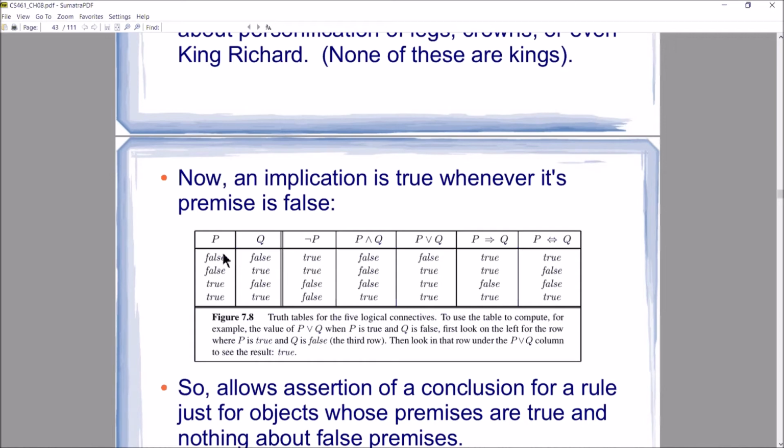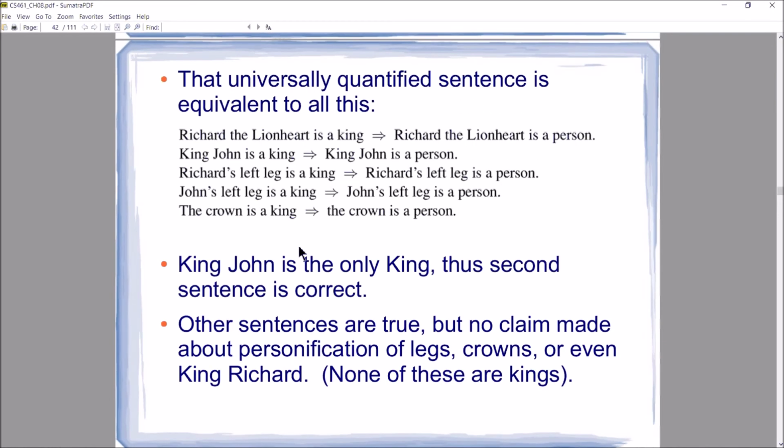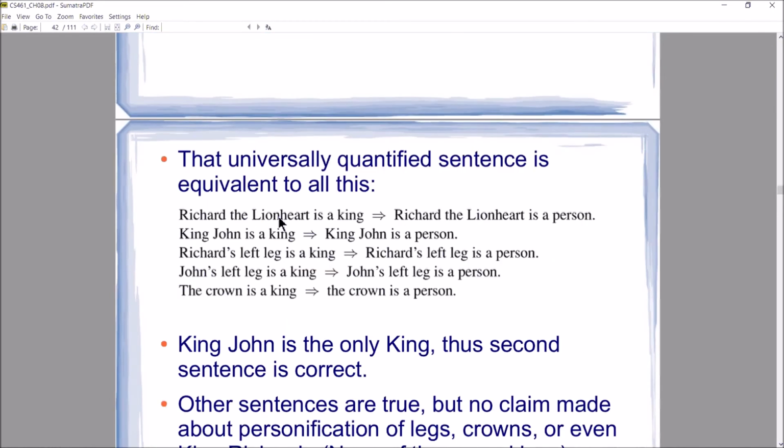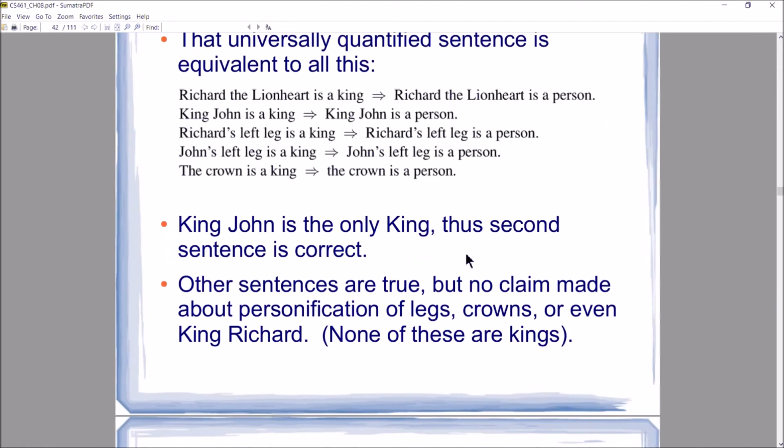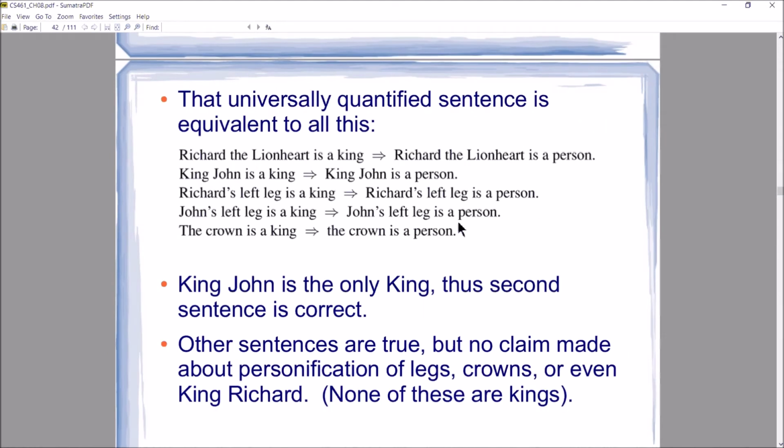Right? So if you look at where premises are false, okay, they're still true, no matter whether their conclusion is true or false. Okay, so you look at Richard the Lionheart is a king. Well, that was false, right? But the conclusion was true. Therefore, the entire implication was true. Richard's left leg is a king. Well, that was false, right? Now, Richard's left leg is a person. Well, that's false too, but false and false is still true. Okay, now that's really confusing. It looks really weird, but that's going to allow us to do some things.